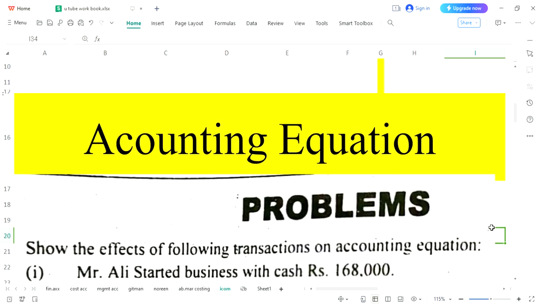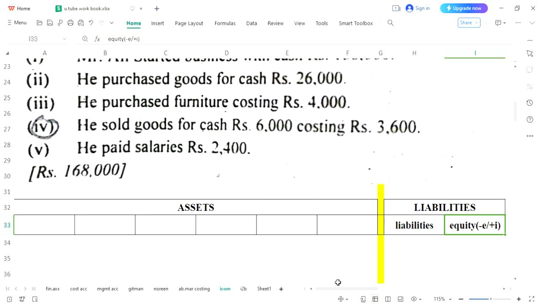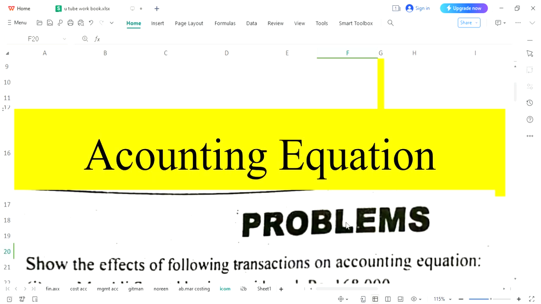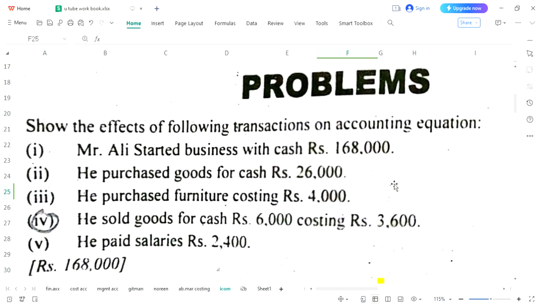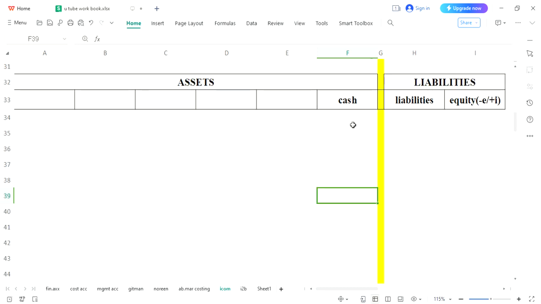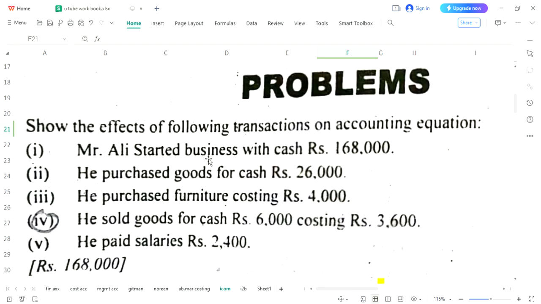Alright guys, so here is our first entry. Mr. Ali started business with cash. That means cash is coming in. Please note it down. Cash is coming in. Cash is your asset. So what you will do? You will increase a column for the cash. How much cash are you receiving? 168,000. So you will be putting 168,000 over here.